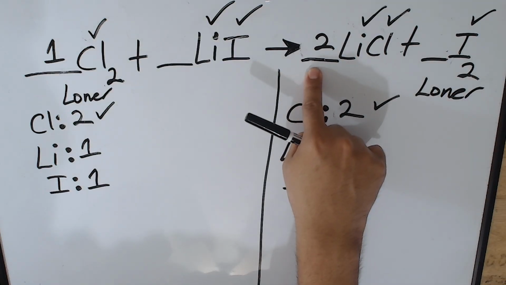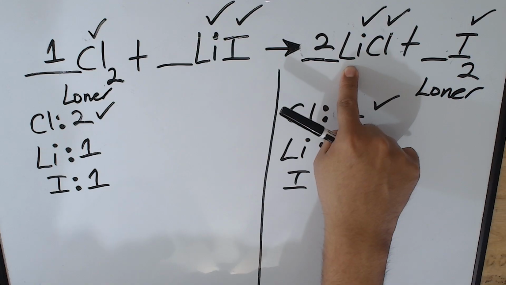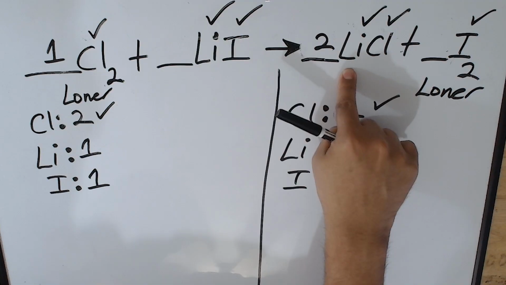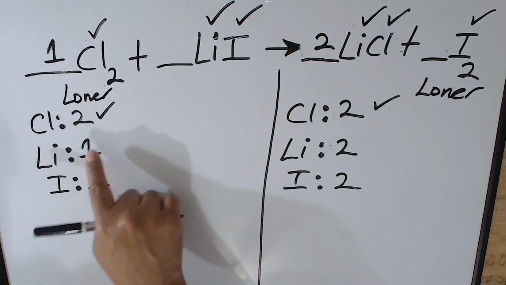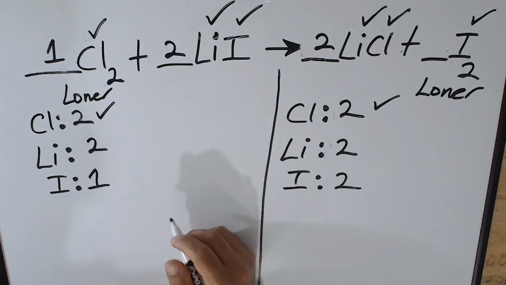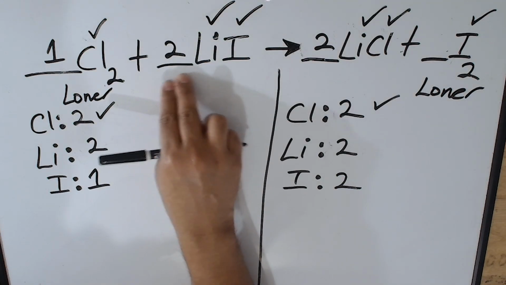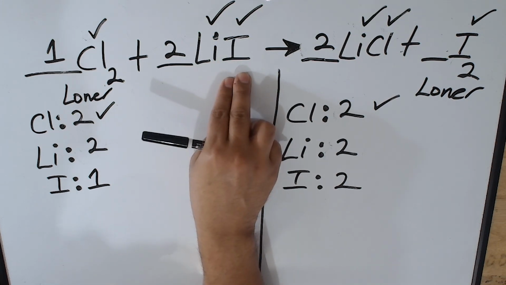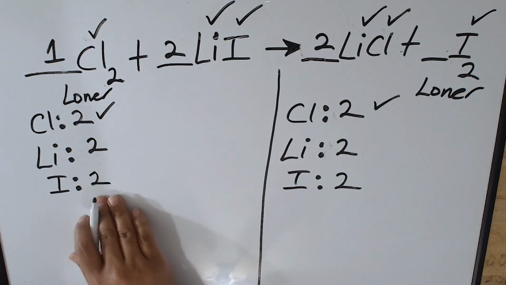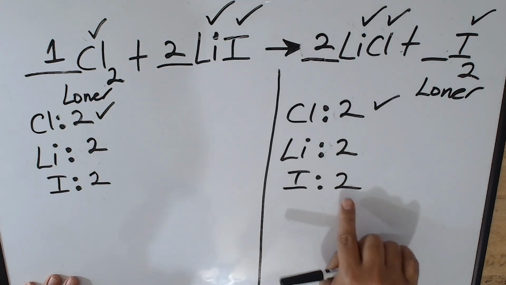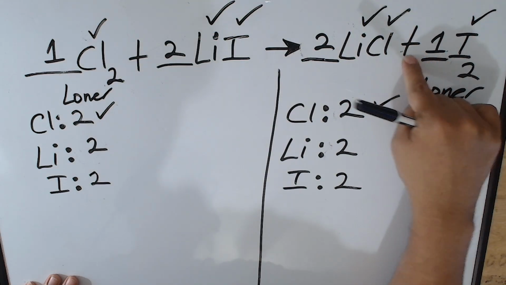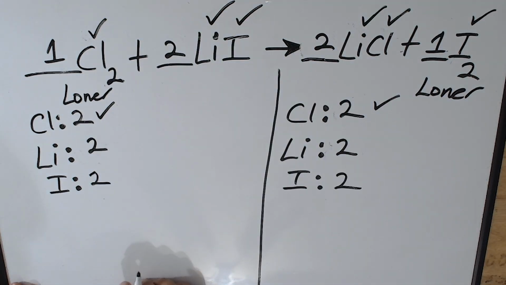When I wrote this number in the coefficient, it also locks in the lithium. So I now have 2 lithiums. So if I have 2 lithiums in the product side, I need to have 2 in the reactant side. So I'm going to come here and write a 2. Now that I wrote a 2 in this compound, it also locks in the iodine. So 2 times 1 gives me a total of 2. So if I have 2 here, I also need to have 2 in the reactant side. So I'm going to write a subscript of 1 because 1 times 2 gives me 2. And at this point, everything is balanced.